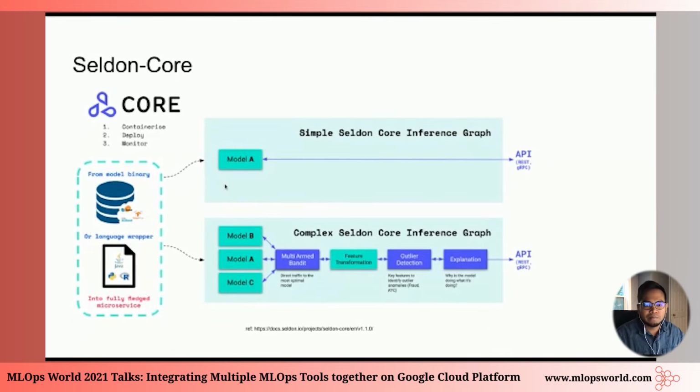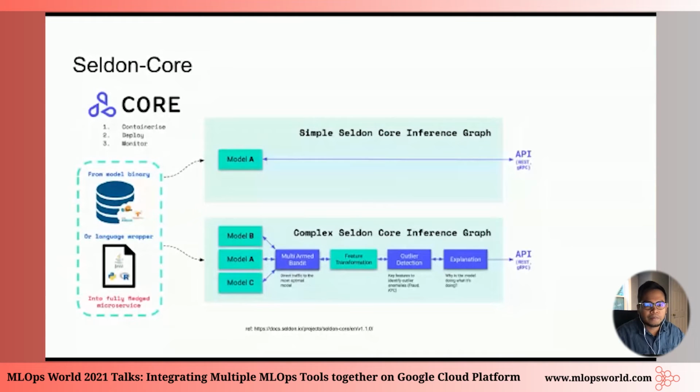So you could have a simple graph like this where you deploy one model and you expose it as a REST API or gRPC. Or you could have a complex graph where you have multiple models serving in production and routing traffic between them. And you could have A/B tests, you could have multi-armed bandits, and many other things.